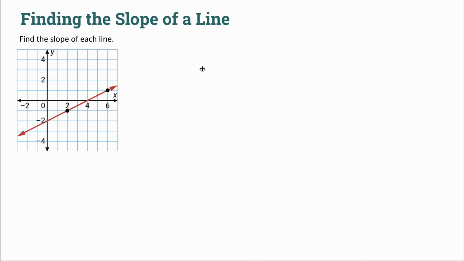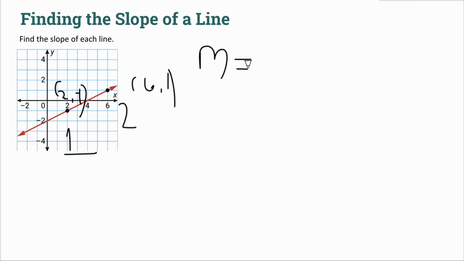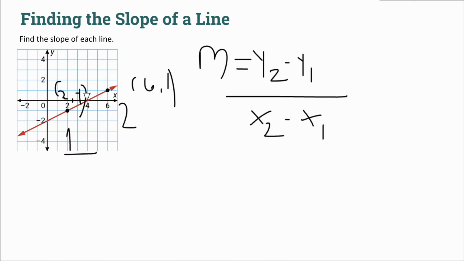All right, so let's find the slope of this. Perfect. Somebody said, let's look at my first point and my second point. My first point is 2, negative 1, and my second point is 6 and 1. And someone gave me my formula. M equals y2 minus y1 over x2 minus x1. Perfect.